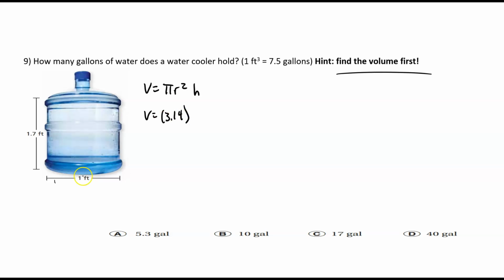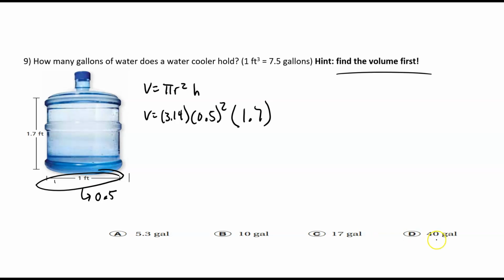3.14 times r squared. But that's not a radius, that is a diameter. So half of 1 foot is 0.5. So 0.5 squared, use your calculator when you're doing that, times your height of 1.7. Now, you're going to find the volume. I'm going to let you do that calculation, but that's not going to be your answer.